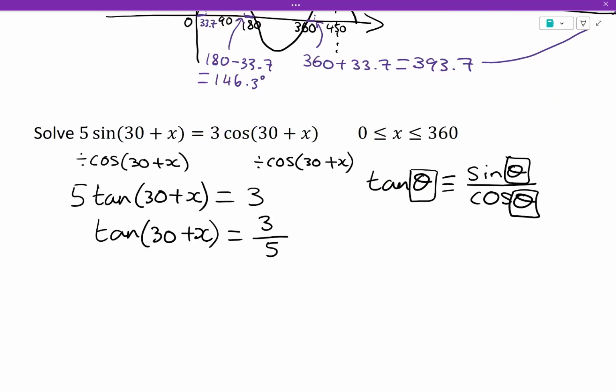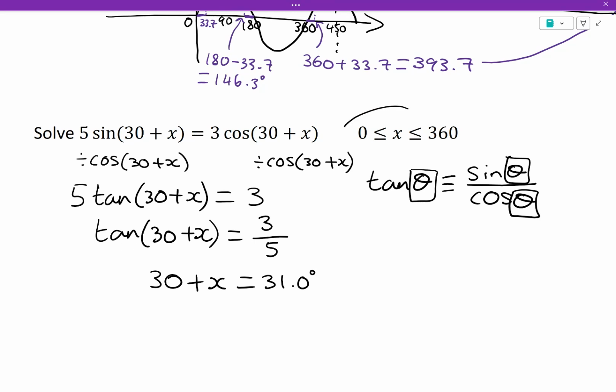So then we're going to use our inverse function. So we would get 30 plus x is equal to the inverse tan of 3/5. And if I do the inverse tan of 3/5, I get 31.0 degrees to 3 significant figures. Now, it's at this point you should be using your cast diagram or your graph to obtain your other angles. However, I did speak earlier in the video that if we have tan, you just need to add or subtract 180. So I'm not going to draw out a graph to do this.